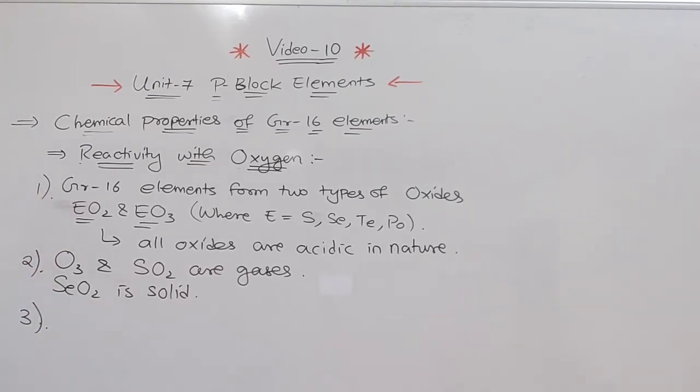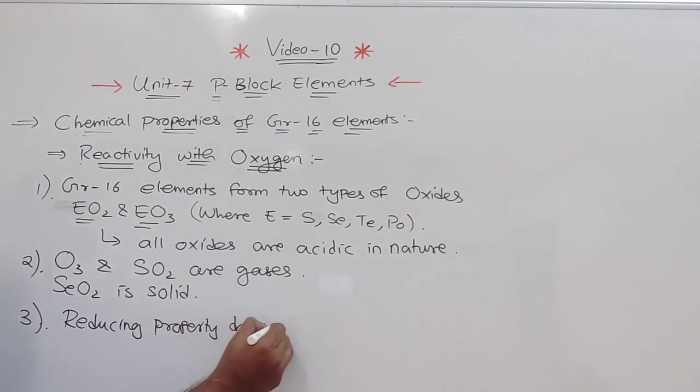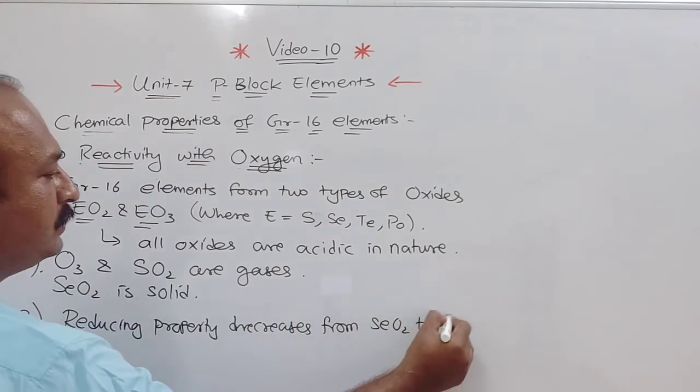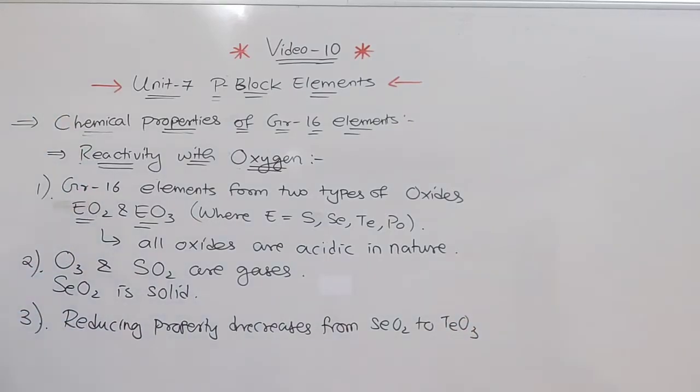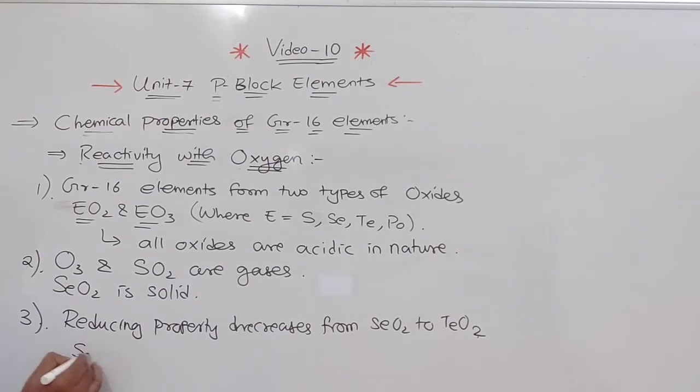So that is first, second, and third. Now the third one, if you want, you can write it down: the reducing property of dioxides decreases from SeO2 to TeO2. I think it is written there, you can see. So what is the meaning of that? You can write down SeO2 and TeO2.